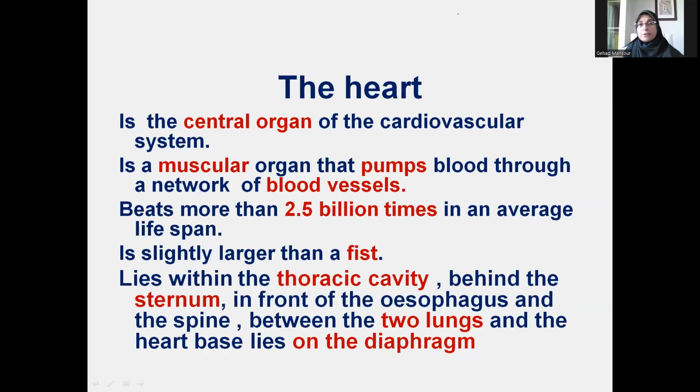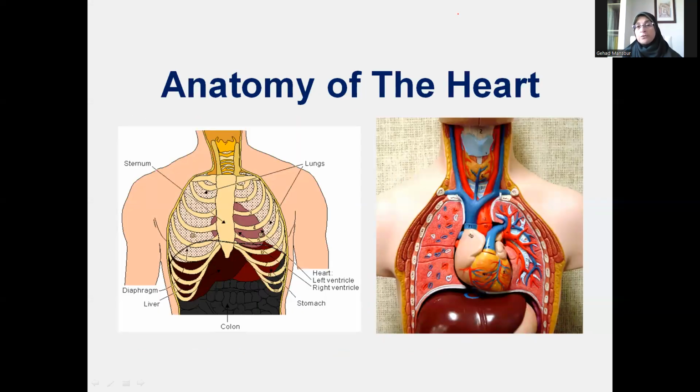And then you might be asked, of course, about the anatomical location of the heart. So you have to start by saying that it lies in the thoracic cavity. It lies in between the two lungs. The base of the heart lies above the diaphragm, and the heart itself lies in front of the esophagus. And of course, the whole heart is enclosed in the thoracic cavity. And here, of course, you can see the anatomical location of the heart.